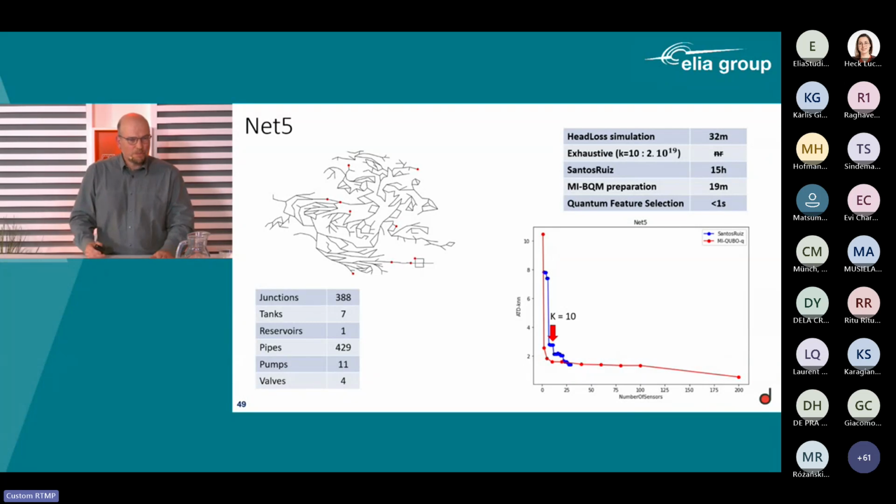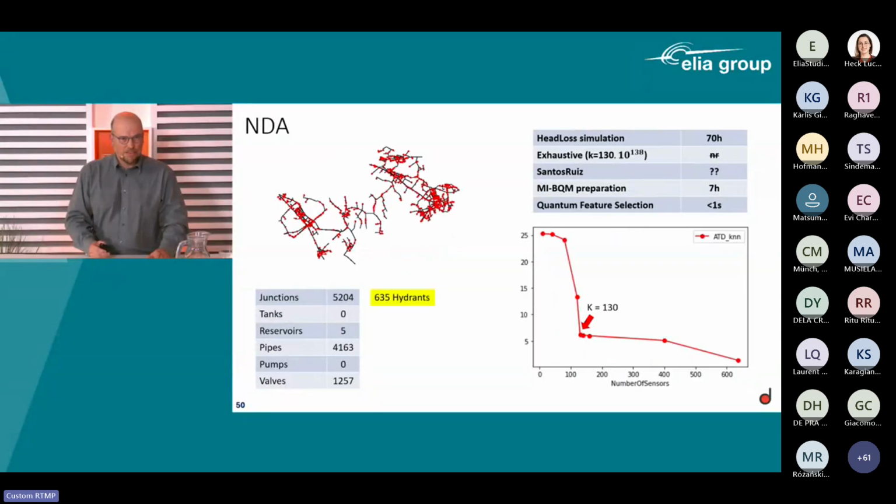Scaling it up once more. So here we again triple the complexity, putting some tanks and some valves into place. You have the same response. So the error that you make immediately drops by increasing the number of sensors, which is logical, but then it flattens out. So here we could say, okay, take 10 and put them at those locations. At this moment, you see that Santos Ruiz is already taking 15 hours, whereas our approach is still taking the level of minutes. So this is an indication that this is going the right way.